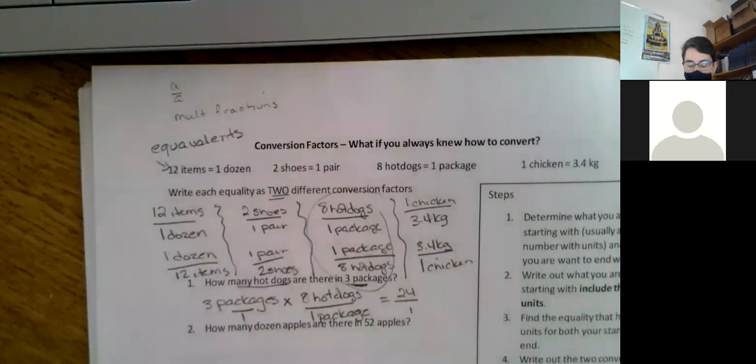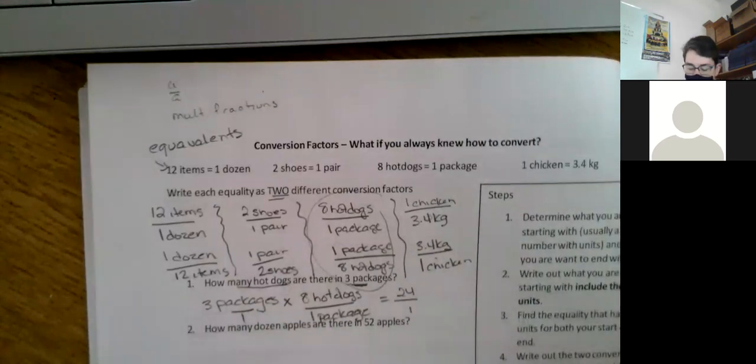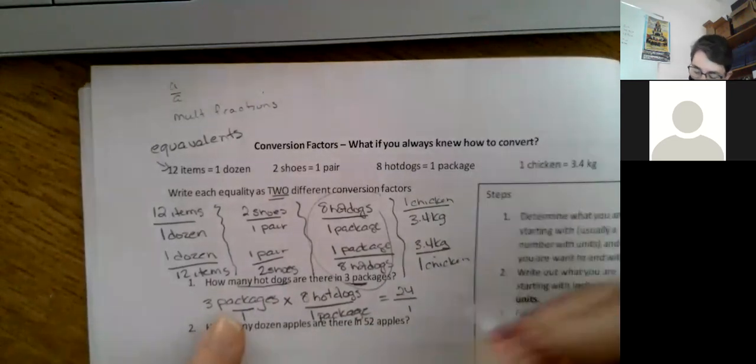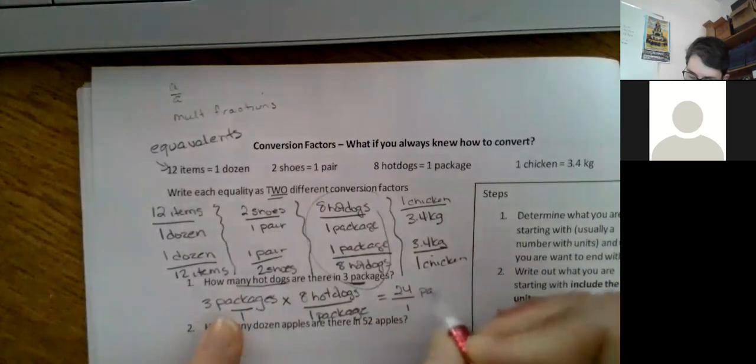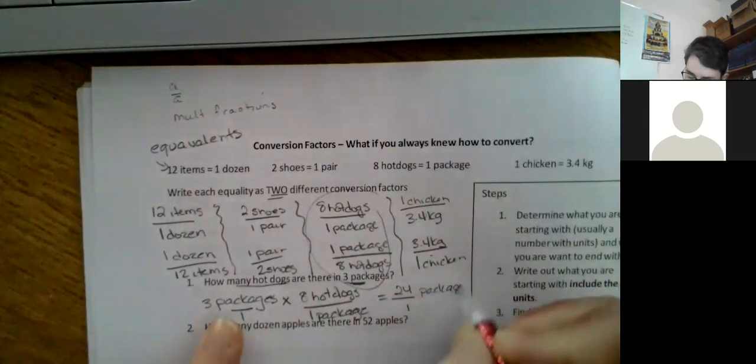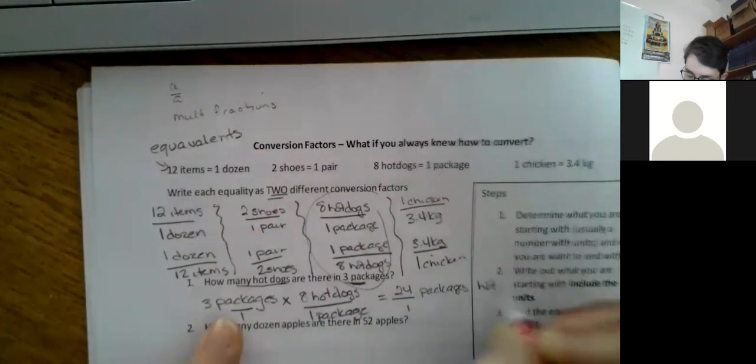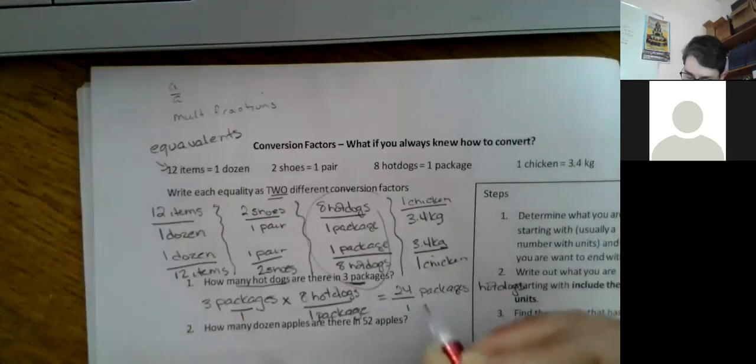But this is where the magic happens. Oh, I don't want to do this. I'm going to do it. It's going to look really weird, and then I'll show you how we cancel out. So if we bring along our units, it's going to say packages and hot dogs. And on the bottom, it's going to have packages.